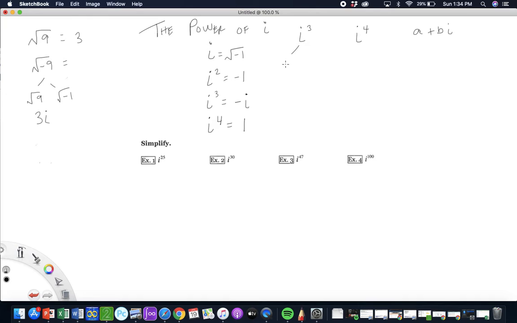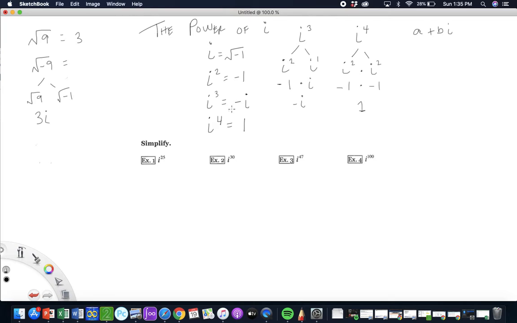Why is that? If I break this down into i squared and i to the first, we know that i squared equals negative 1, so that would be negative 1 times i, or simply negative i. If I had i to the fourth, I could break that down into i squared times i squared, and negative 1 times negative 1 would equal simply 1. So that's how we get these other powers.